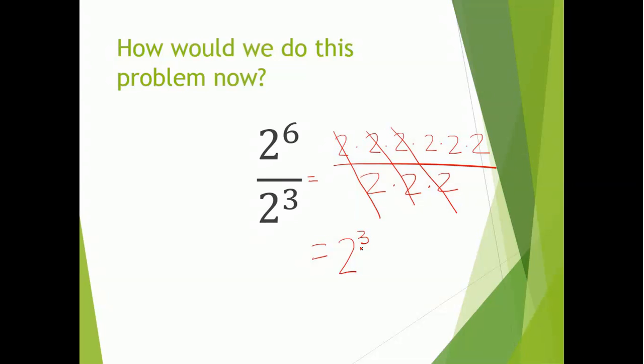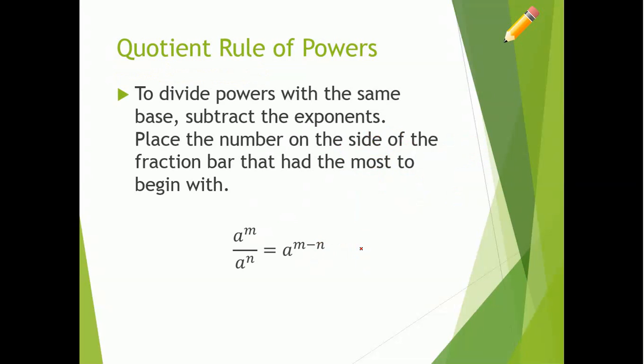Now, what if we would have something like 2 to the 98th over 2 to the 29th? We wouldn't want to write that much. So let's learn the quick hand rule. So, quotient rule of powers.